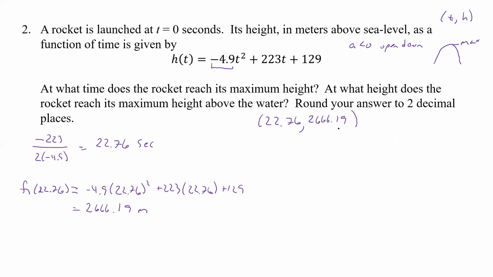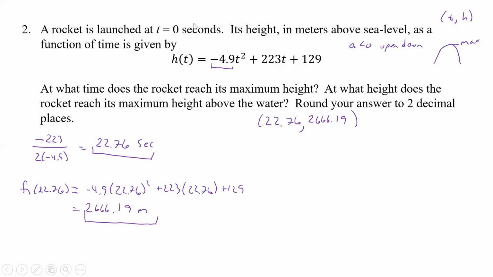Okay, so that's our vertex, but it's 22.76 seconds and 2,666.19 meters. Okay, so those are the two question answers we're looking for. This is for A, and this is our height. We reached that in 22.76 seconds. All right. What about the next one?